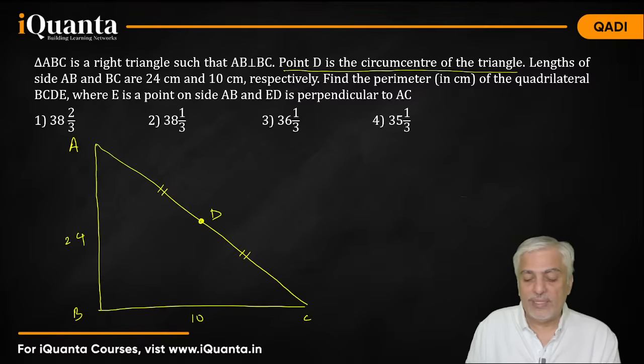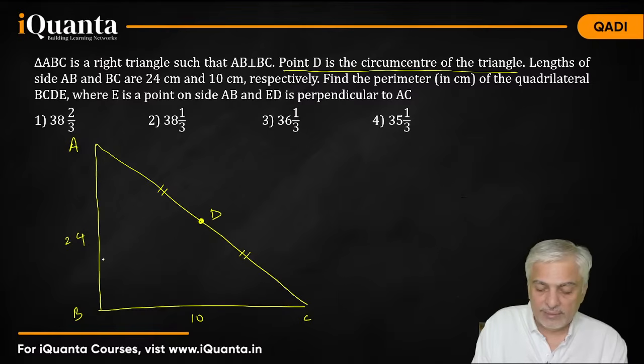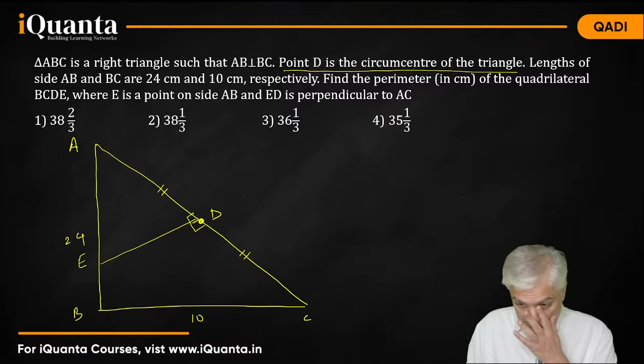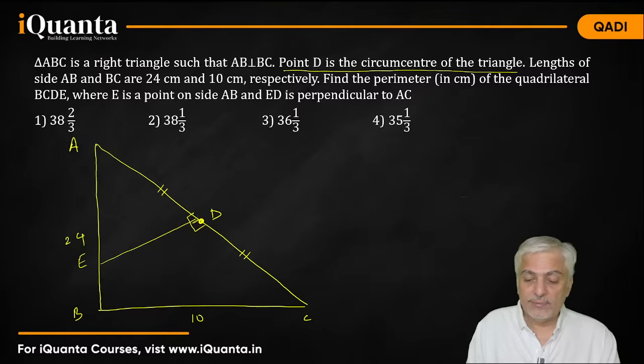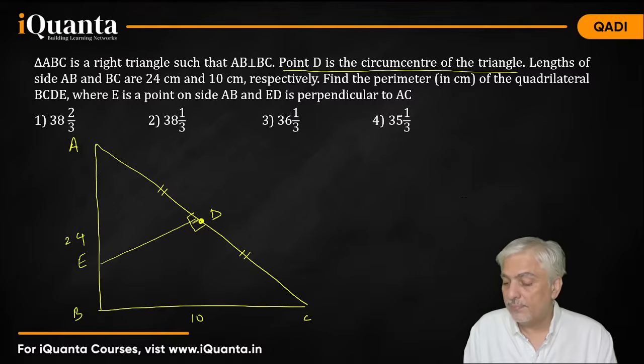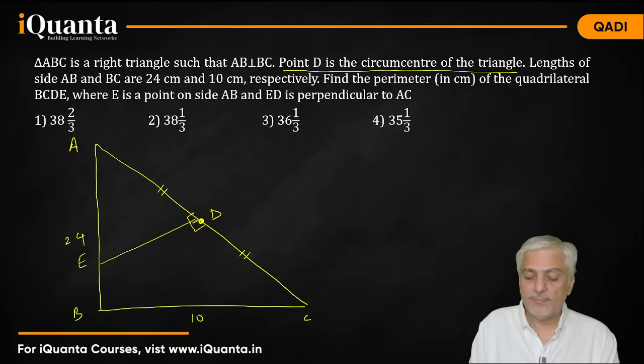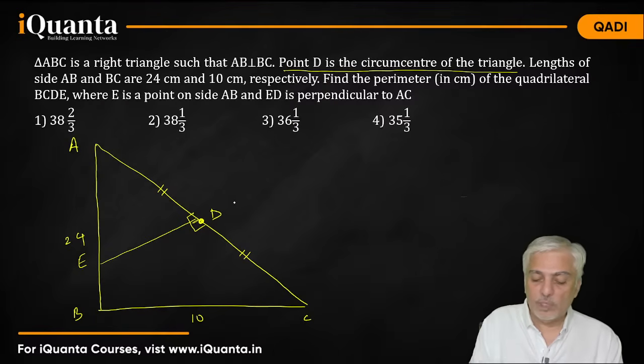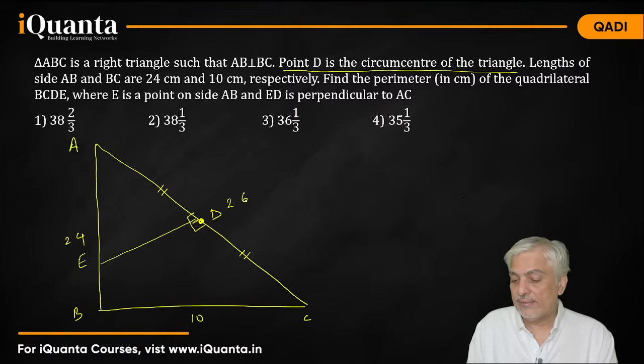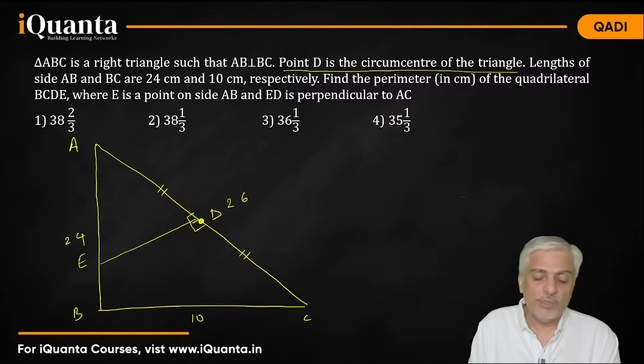E is a random point on AB such that ED is perpendicular to AC. Okay, this will come out to be 26 by Pythagoras theorem. No need to really explain that much to you all. I'm sure you all know that this will be 26. So this will be 13 and this will be 13.